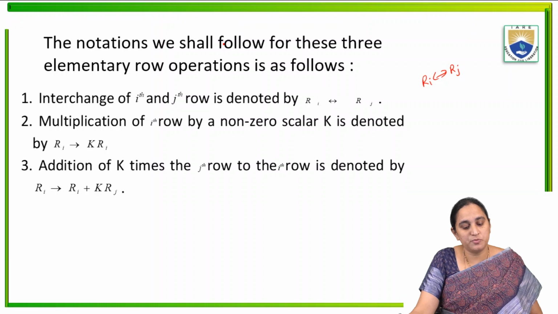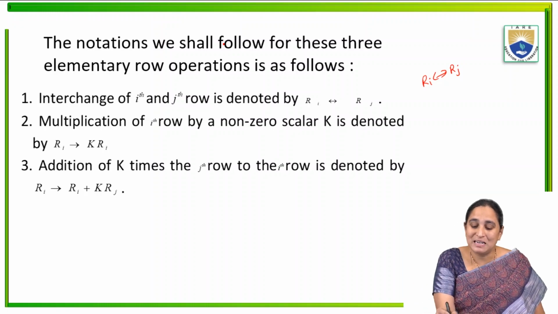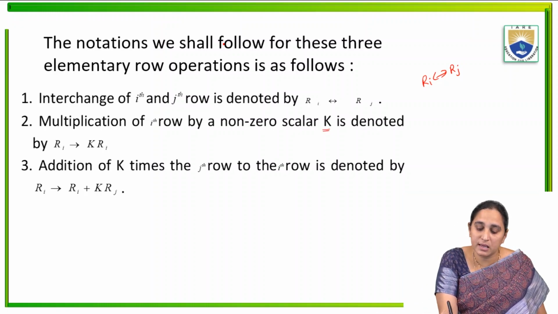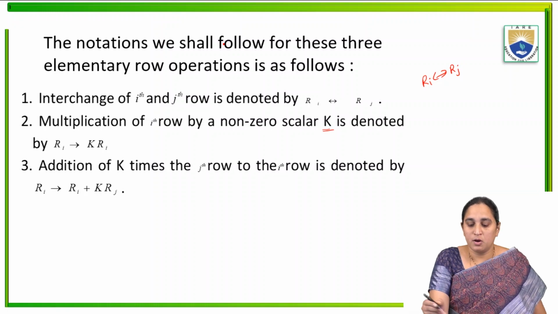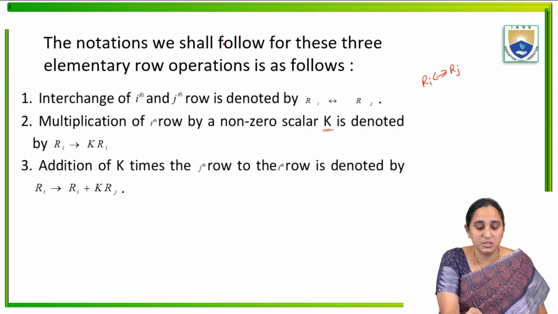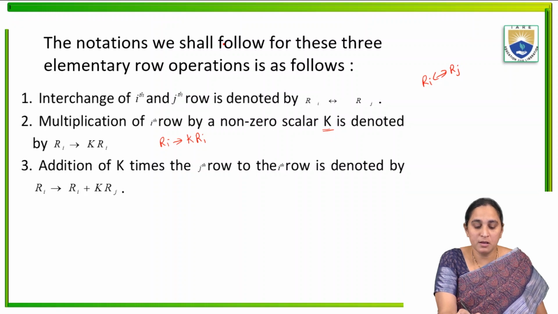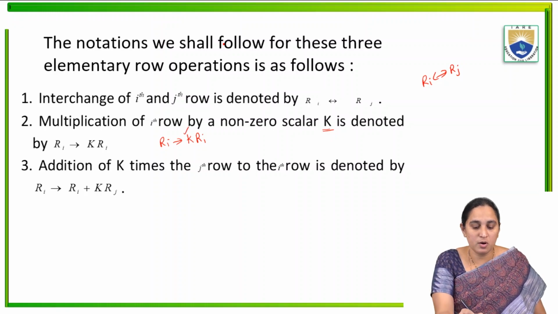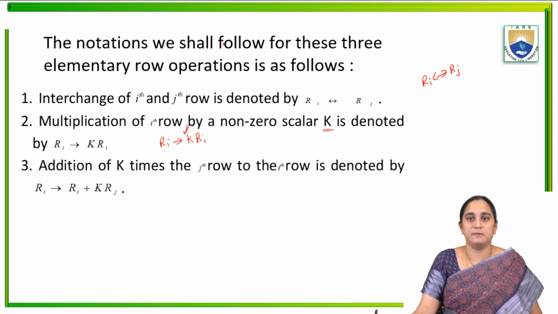The next transformation is multiplication of the ith row by a non-zero scalar k. If you multiply a row by a scalar k, how do we write that? It is Ri tends to k into Ri. That means that row is multiplied by a non-zero scalar, that is k.